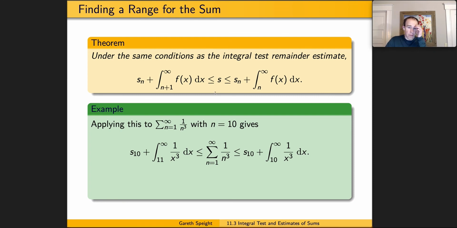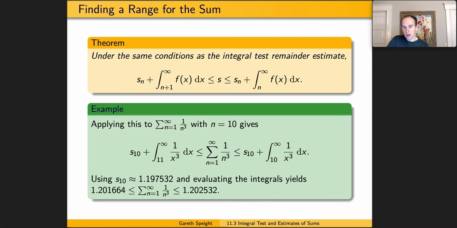For instance, if we apply this to S, which is the sum of 1 over n cubed, with n equals 10, just plugging in everywhere, it's going to be between S10 and the integral from 11 to infinity, or S10 and the integral from 10 to infinity. Okay, S10 we already computed, I already gave a couple of slides ago. These integrals we can compute explicitly. So just evaluating everything on the left and on the right, we get that the sum of 1 over n cubed is between 1.201664 and 1.202532. So even though we haven't computed the sum exactly, this is not at all a bad approximation for the sum, right? It lies somewhere inside this interval where the things on the left and right we can calculate.